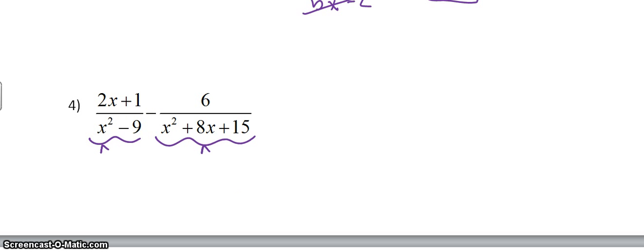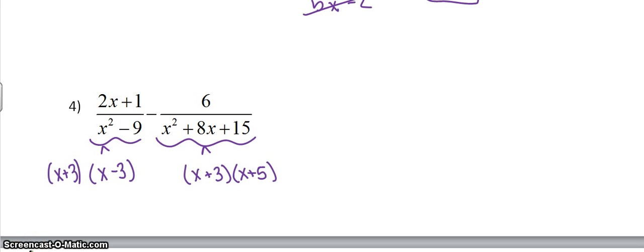So pause the video. Okay, having factored the denominators, I can rewrite the first one as (x + 3)(x - 3), and the second one as (x + 3)(x + 5). If you still don't feel comfortable factoring, it's going to be used forever and ever, so please go and get help. Now, going back to our ultimate goal of subtracting these two rational expressions.